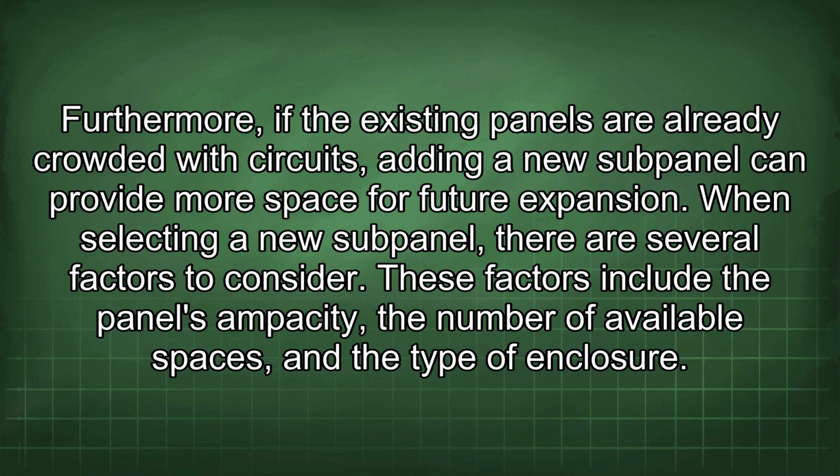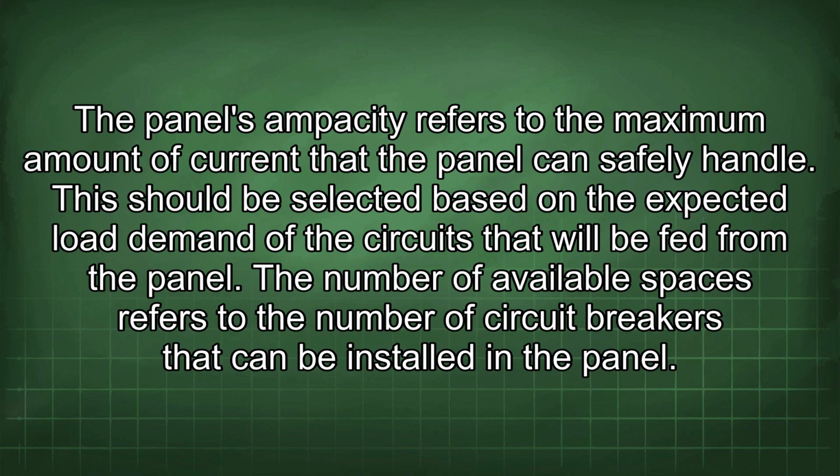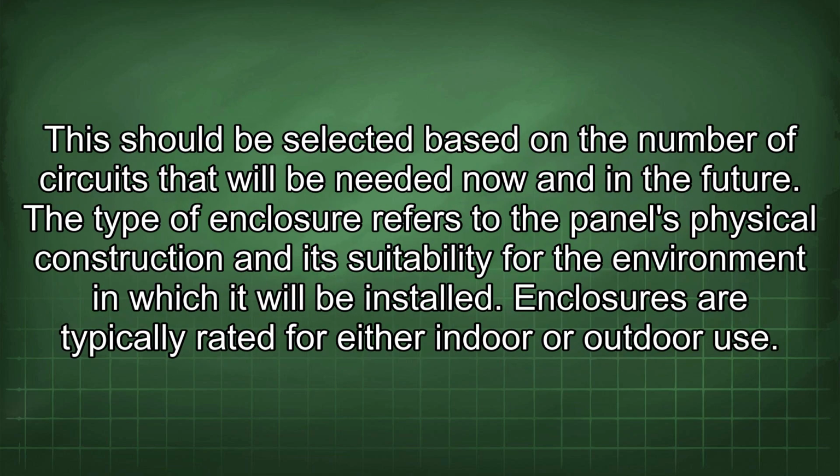When selecting a new subpanel, there are several factors to consider. These factors include the panel's capacity, the number of available spaces, and the type of enclosure. The panel's capacity refers to the maximum amount of current that the panel can safely handle. This should be selected based on the expected load demand of the circuits that will be fed from the panel. The number of available spaces refers to the number of circuit breakers that can be installed in the panel. This should be selected based on the number of circuits that will be needed now and in the future.